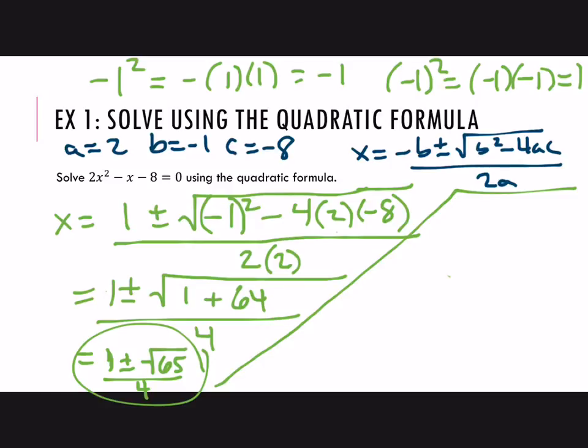Now, it may not look like it, but this is 2 answers. It's a quadratic equation, so we were expecting 2 values for x. And you can write it just like that, but if you wanted to just observe what the 2 answers are, one of them is 1 plus square root 65 over 4, and then the other is 1 minus square root 65 over 4.